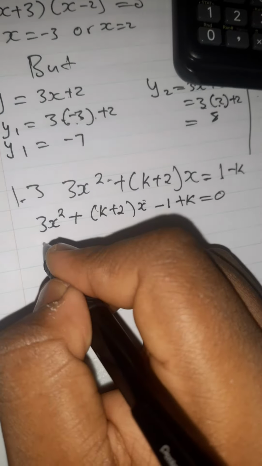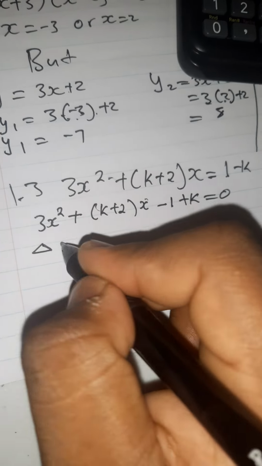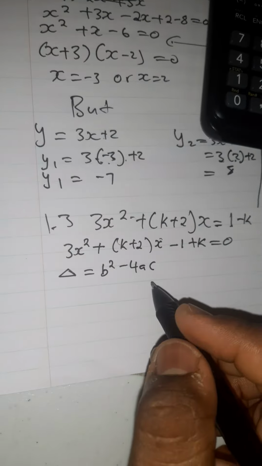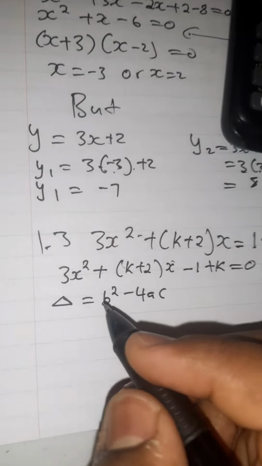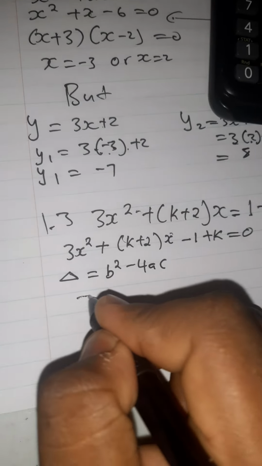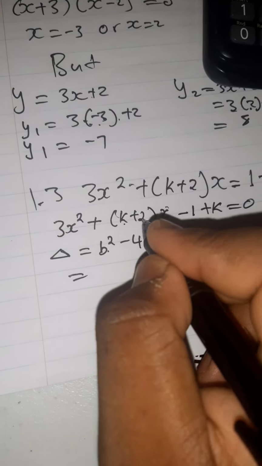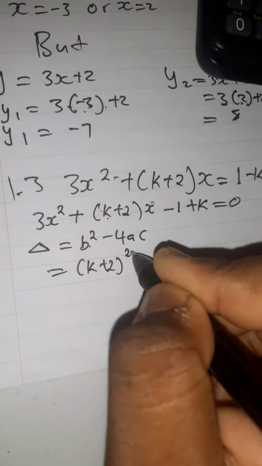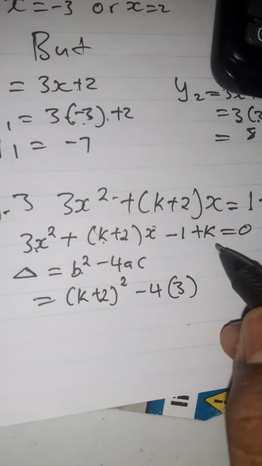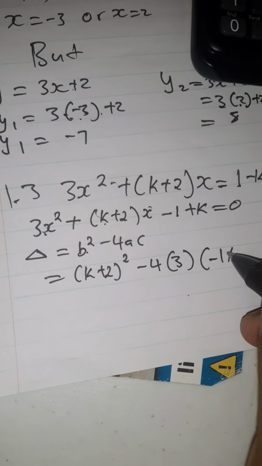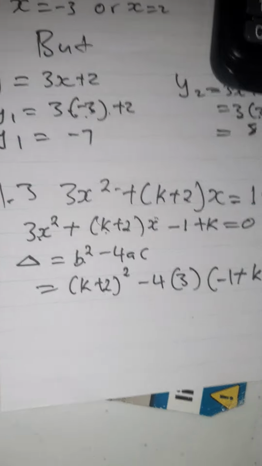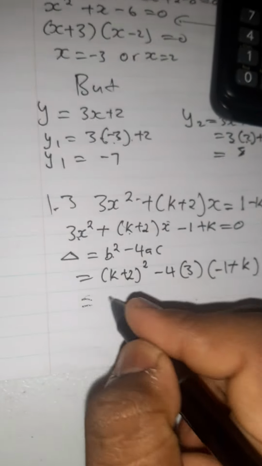When it's like this, let me do my discriminant. What do they call this? It is b² - 4ac, the one that you always use. Where there is b², we factor (k + 2), so it's gonna be (k + 2)² - 4. What is my a? 3. What is my c? Negative 1 plus k. Close bracket. It is now fine. So let's expand.